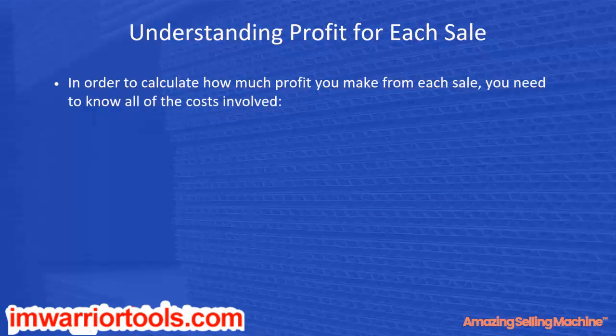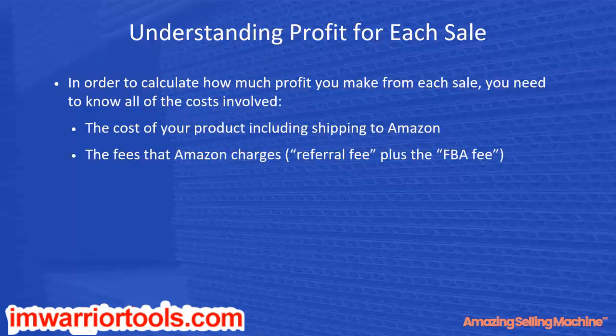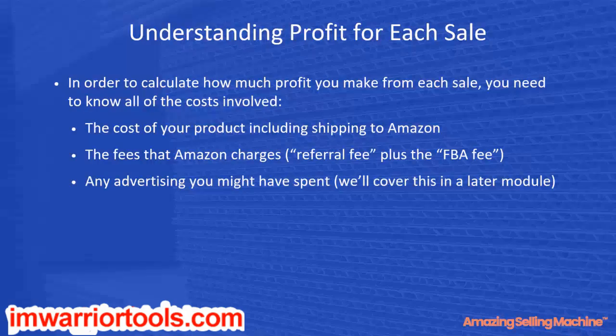Now, in order to calculate how much profit you make off of each one of your sales, you need to know all the different costs that are involved. And that includes the cost of your product that you pay your manufacturer, including getting it all the way to Amazon, the different fees that Amazon charges, and we just went over those. That's the referral fee and the FBA fees, plus any advertising you might spend in order to get more sales. And we'll cover exactly how to calculate that in a later lesson.